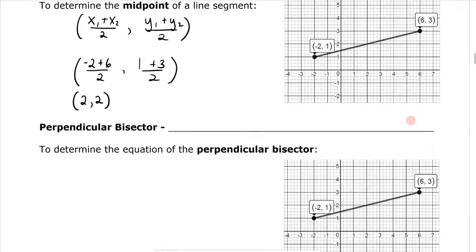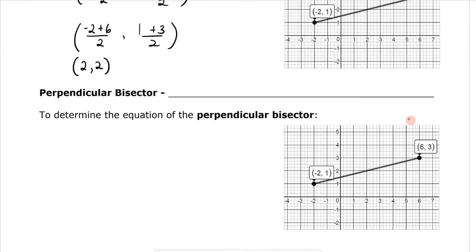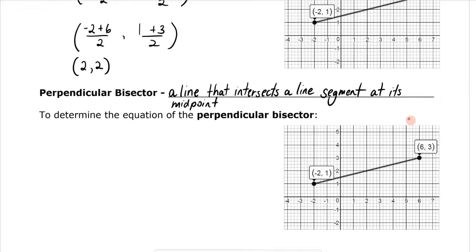Now here's the new one. So the new one is the perpendicular bisector, the definition of which is as follows. A perpendicular bisector is a line that intersects a line segment at its midpoint at an angle of 90 degrees.